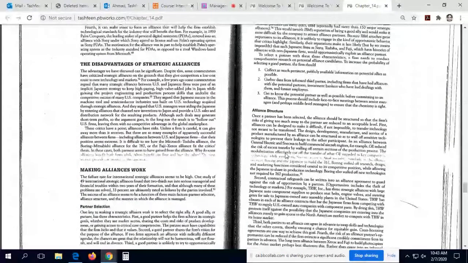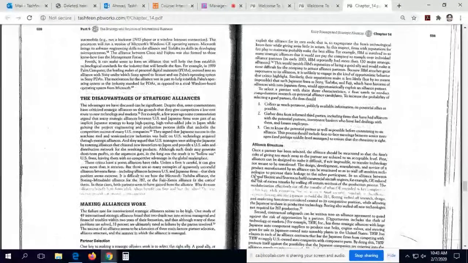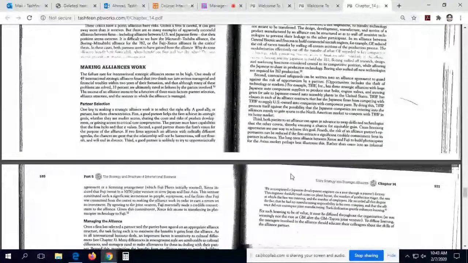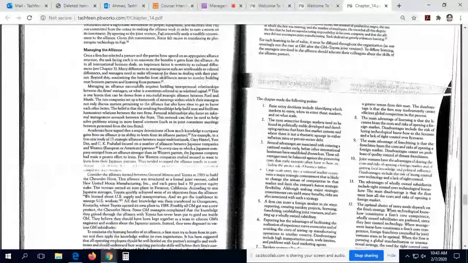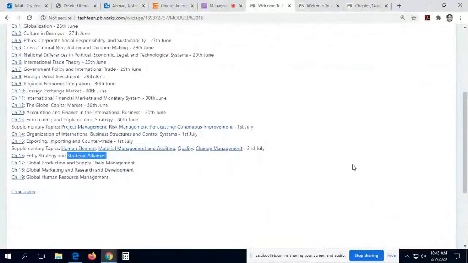Very good. But you guys can run the searches and see. So partner selection, aligning structure. We spoke about structure and organization yesterday, managing the alliance and these types of things. You can look into it the way you want to think about it.